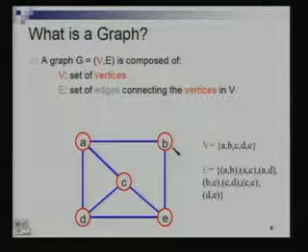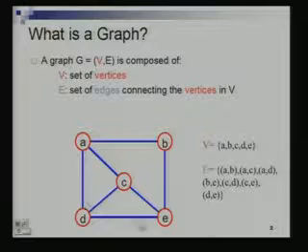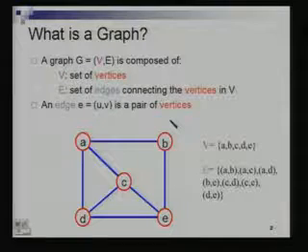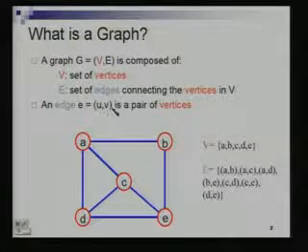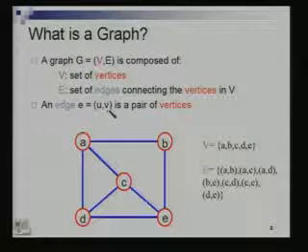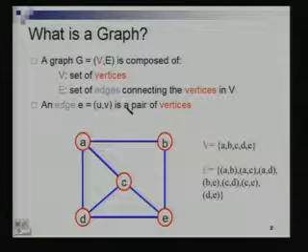In this picture, these red circles are the vertices. I have given each of these vertices a name, A, B, C, D, E, to distinguish them, and the blue lines are the edges. So an edge really is a pair of vertices, or an edge is specified by giving a pair of vertices. This edge is an edge between U and V. When I say E equals UV is an edge, that means it is an edge between vertices U and V.